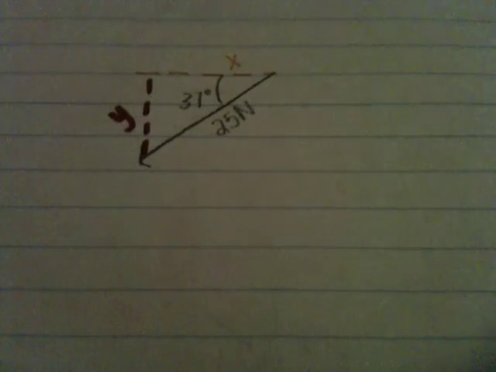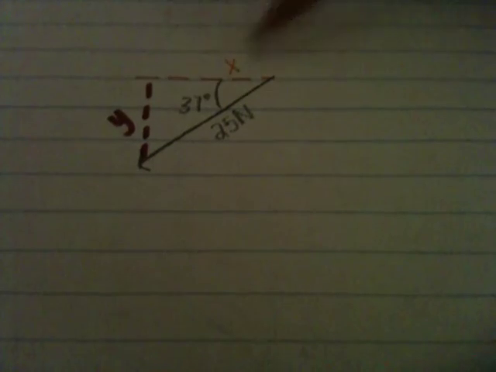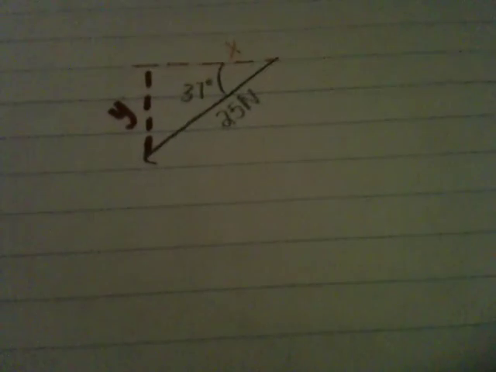Okay, so now we are going to use basic trig in order to solve for our x and our y components. So let's start with our y component. We are going to use sine, because sine is opposite over hypotenuse from the angle, and we have opposite over hypotenuse, and we want to solve for y. So we're going to do the sine of 37 degrees, because that's the angle we are given, equals y over 25 newtons.